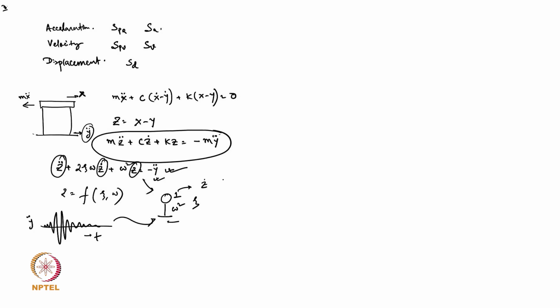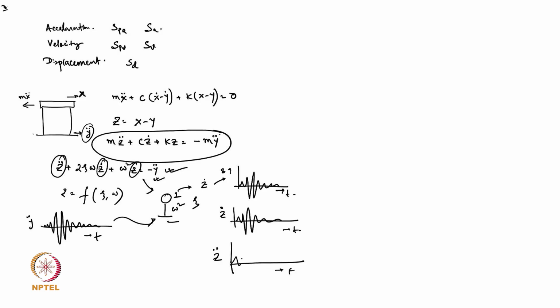First, I will get z variation with time. Then I will get z dot with time. Then I will get z double dot with time. Agreed, all of you? Any doubt? Anyone?